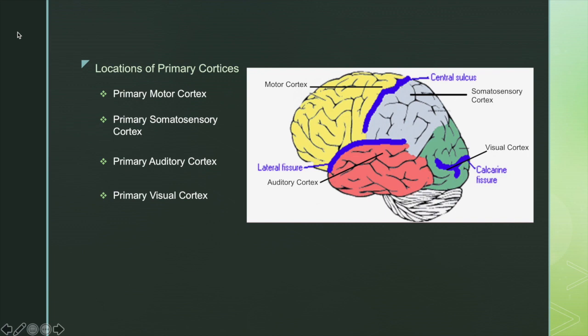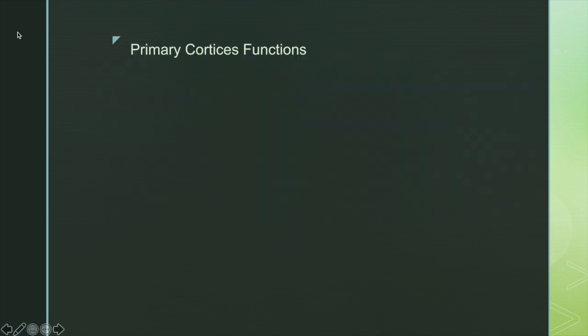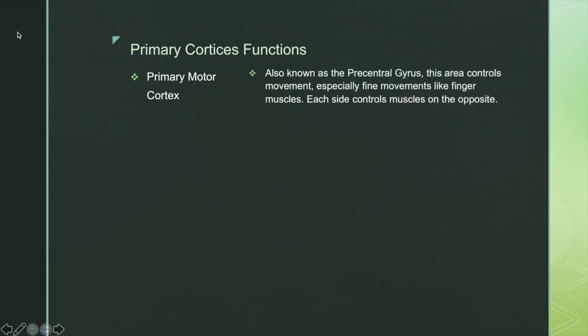The primary motor cortex is also called the motor strip, and it's arranged upside down and contralateral. The primary somatosensory cortex is arranged contralateral and upside down, and it has different bands that run parallel to the central sulcus. The functions of the primary cortices are pretty similar to the overall functions of the lobes they're found in, but more specific. The primary motor cortex, also known as the precentral gyrus, controls movement, especially fine movements like finger muscles. Each side controls muscles on the opposite side.